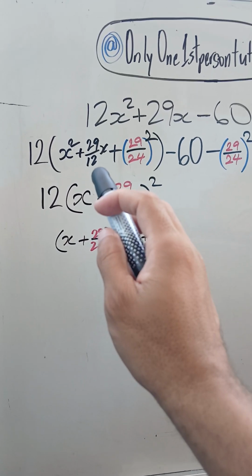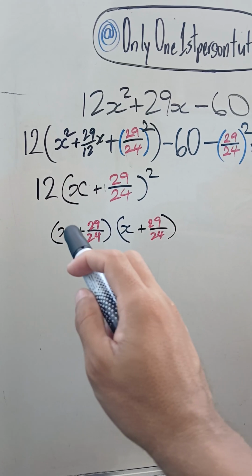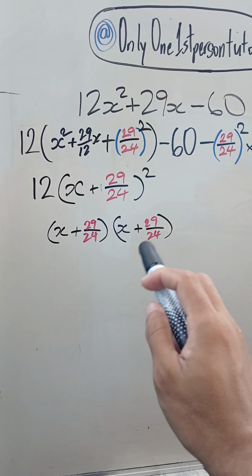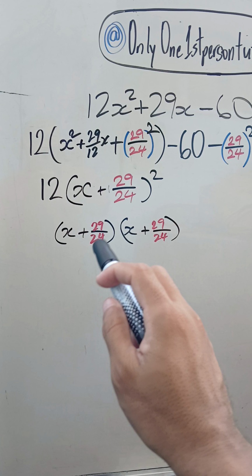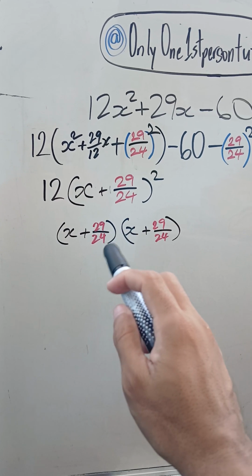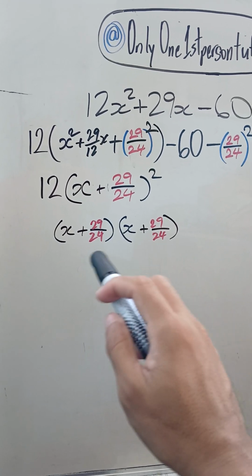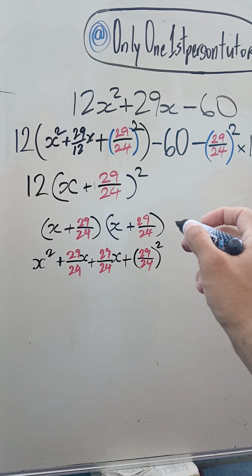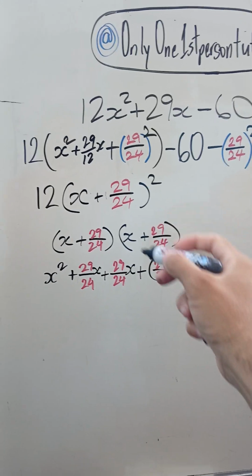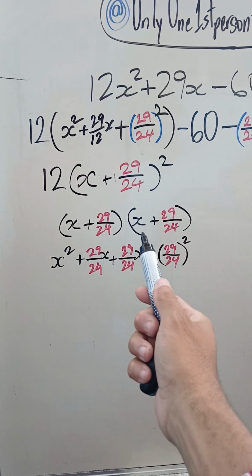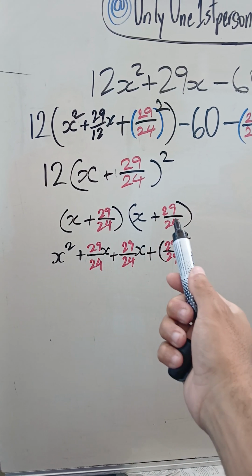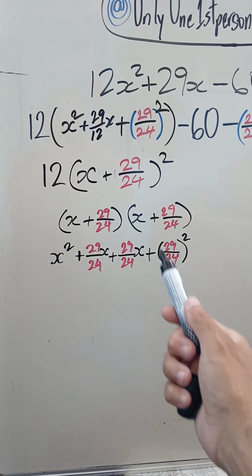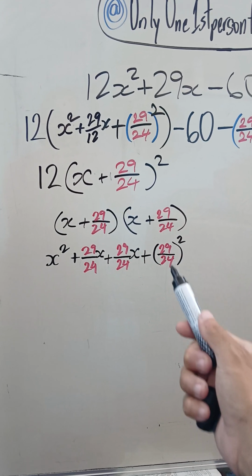Sorry, I was pointing at that middle term, but it's fine. Okay, now let's do that. X times this is x squared. X times this will be 29 over 24 with that x beside it. The same will happen for the 29 over 24 times x. And then, so let's expand. x times this x squared, that right there, x times this, that right here, this times this, that right here, this times this, 29 over 24 all squared.